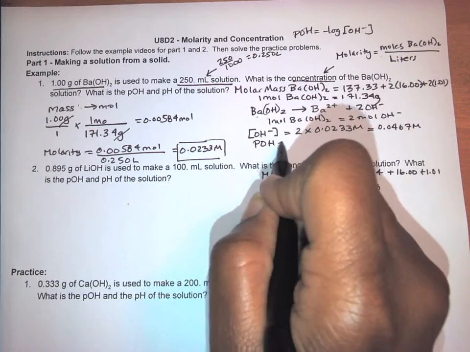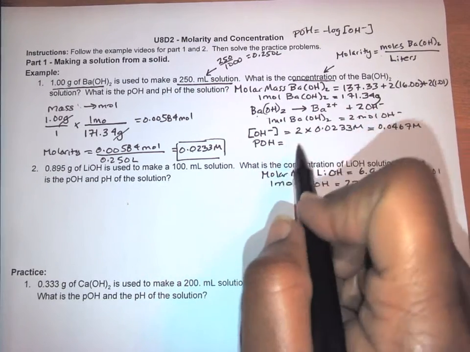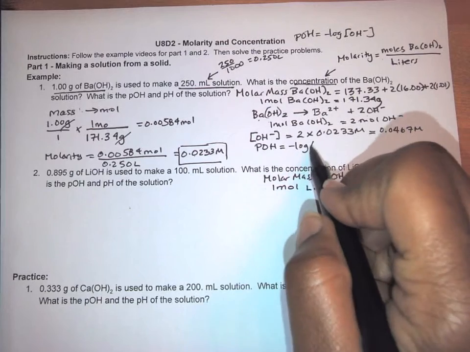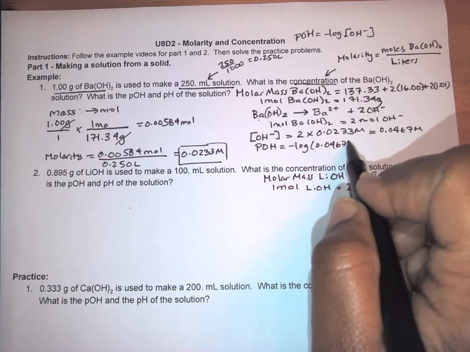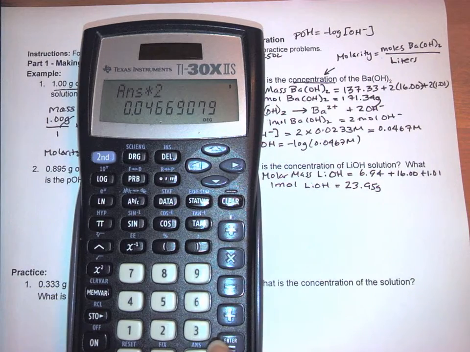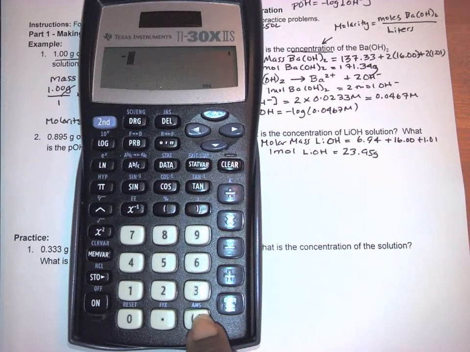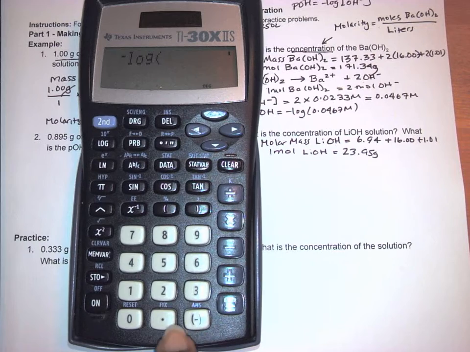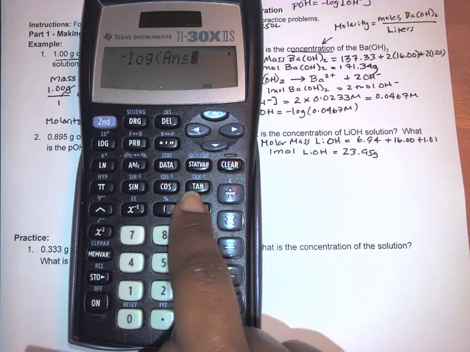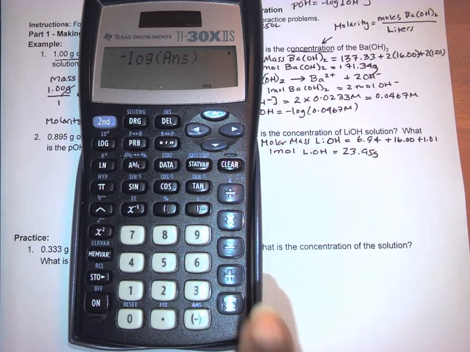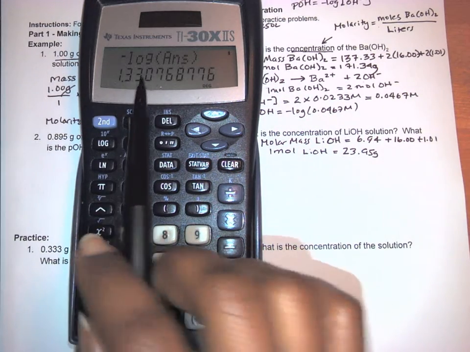So the pOH will be negative log of 0.0467 molar. To type that into the calculator, we hit the negative log. My answer was saved, so I can just hit second answer, or you can just type these numbers in if you want. Close parentheses, enter. And then I get the pOH to be 1.33.